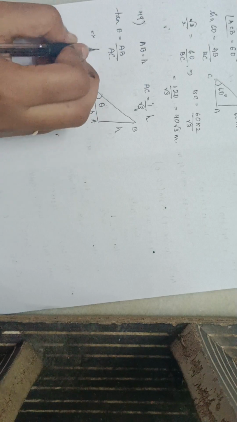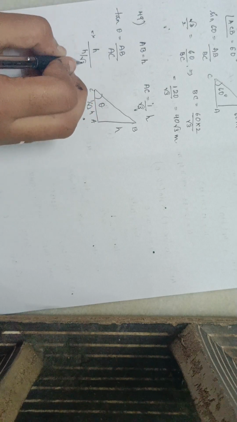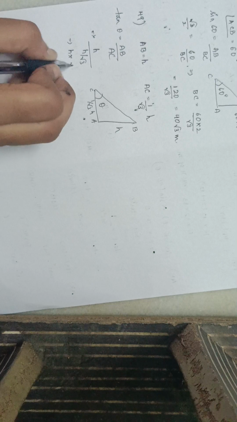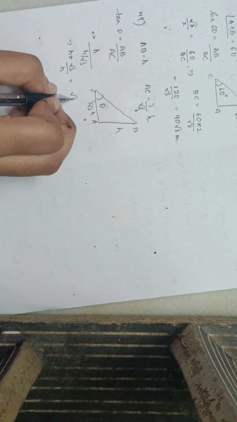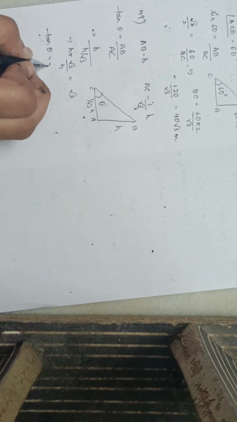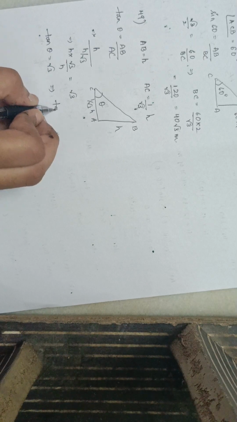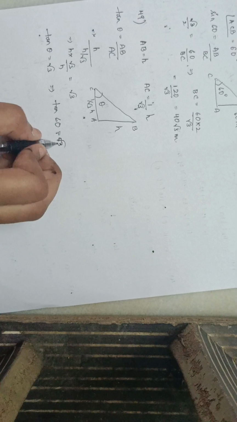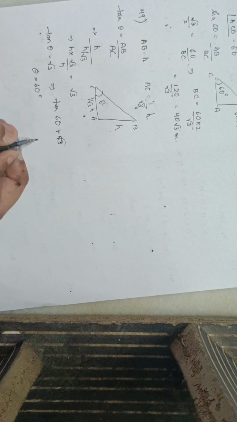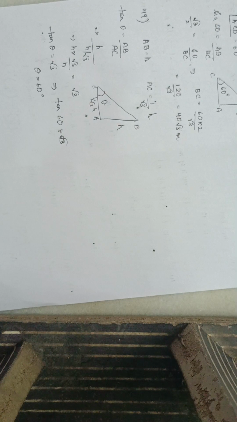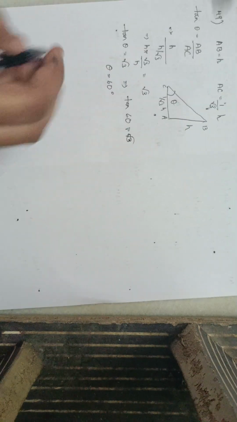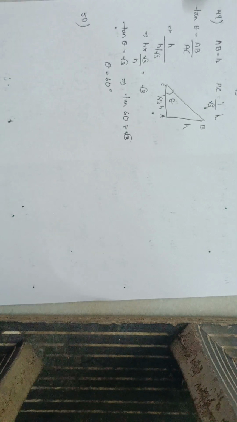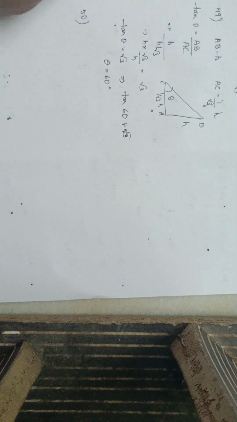So H by H by root 3, H into root 3 by H, that equals to root 3. Tan theta equals to root 3, that means tan 60 equals to root 3. So the value of theta is 60 degrees. So the angle of elevation of the sun is 60 degrees. Next one, 50.